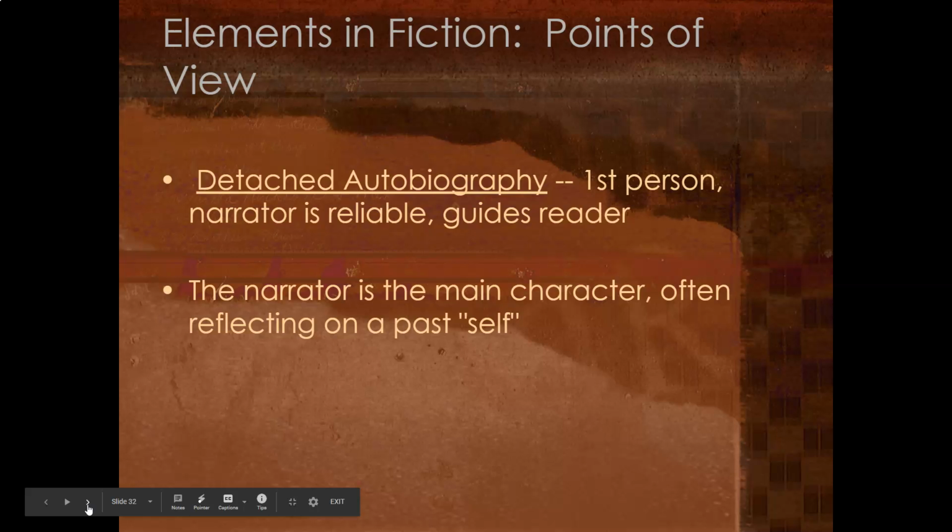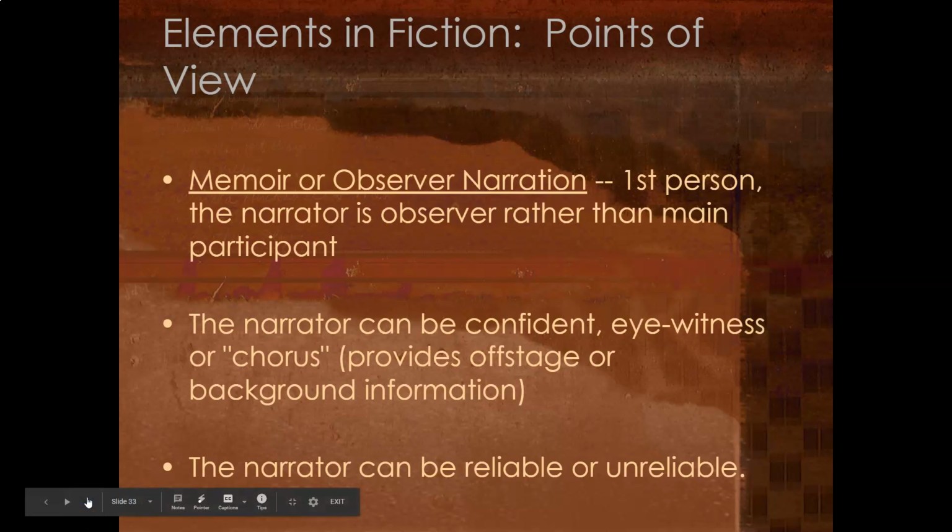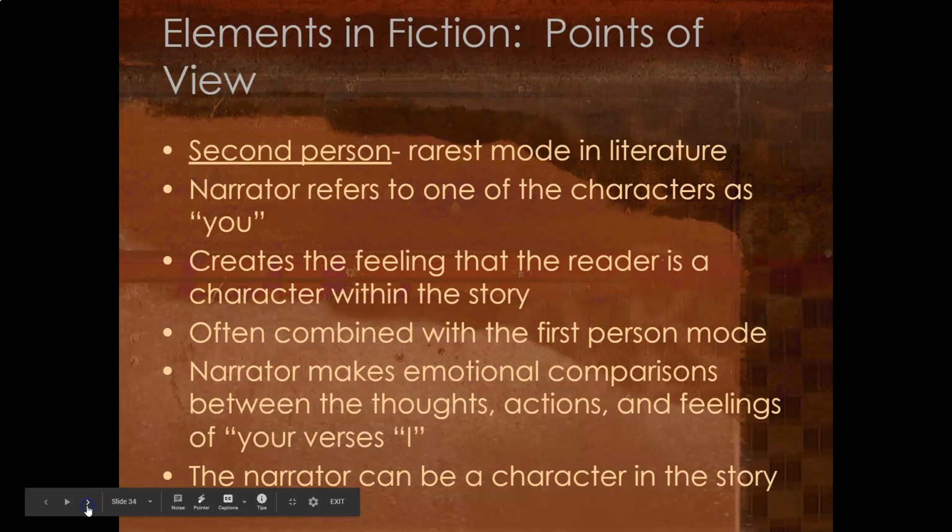Detached autobiography is a first person narrator that is reliable and guides the reader. The narrator is the main character, often reflecting on a past self. And in a memoir or observation narration, first person, the narrator is an observer rather than a main participant in the story. The narrator can be confident, they can be an eyewitness or a chorus, which provides offstage or background information. And in this case, the narrator can be either reliable or unreliable.